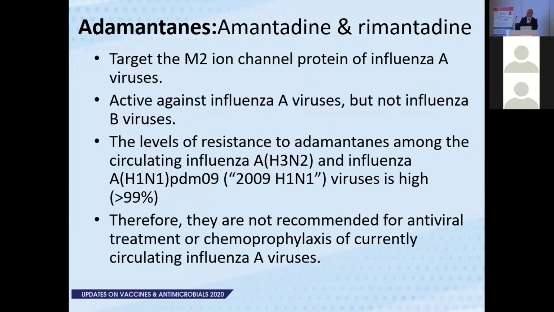Advantages, as I mentioned at the beginning of my talk, actually they act by blocking the M2 channel protein, inhibiting the release of the virus from the endosomal vesicle. So the virus will be stuck inside this vesicle and will not be able to replicate itself within the cell. However, due to high rate of resistance, it is not now recommended for treatment of influenza.